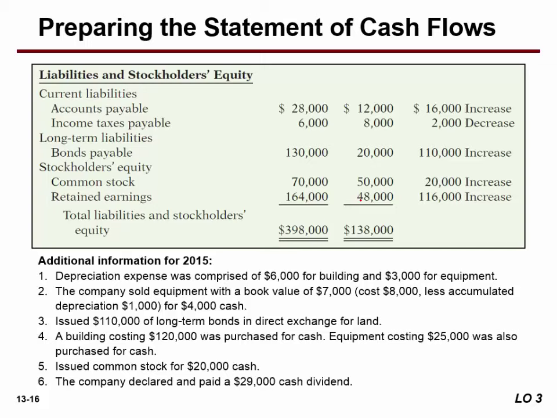And they sold some equipment, and the equipment had a cost of $8,000, accumulated depreciation of $1,000, so it had a book value of $7,000. We sold it for how much? $4,000, so there's a $4,000 loss there, right? So they're giving me some more information, okay?